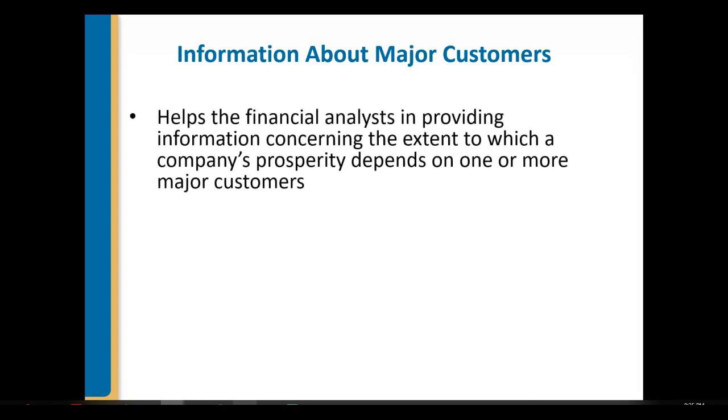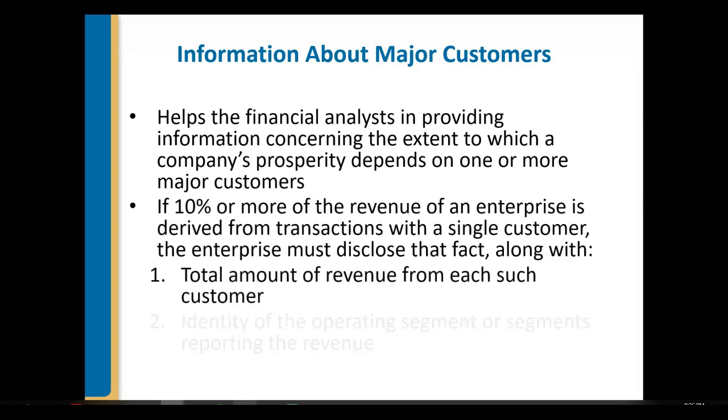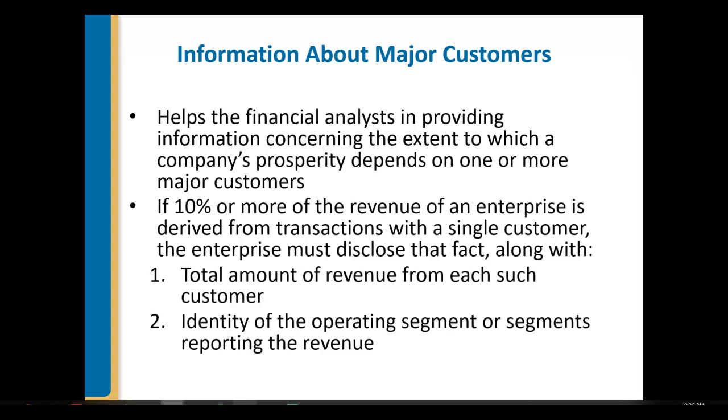Financial analysts are extremely interested in information concerning the extent to which a company's prosperity depends on one or more major customers. So if 10% or more of the revenue of an enterprise is derived from transactions with a single customer, the enterprise must disclose that fact. This includes the total amount of revenues from each such customer and the identity of the operating segment or segments reporting this revenue. The identity of the major customer or customers need not be disclosed, but companies routinely provide that information.